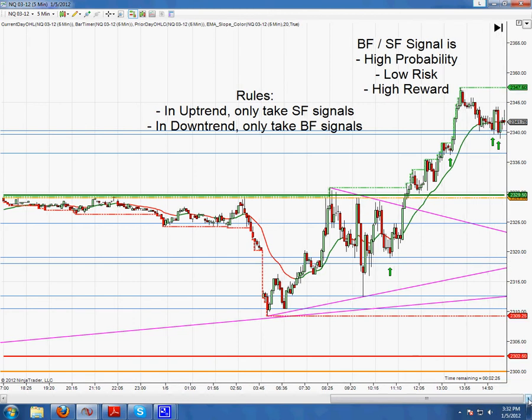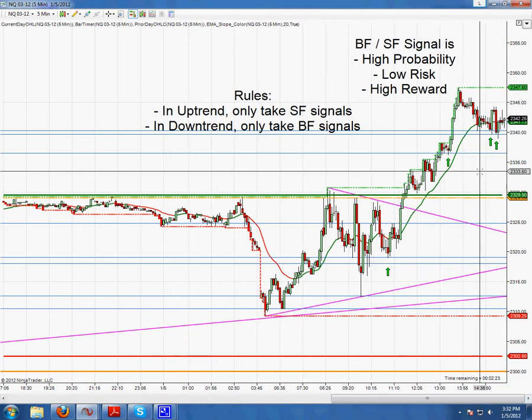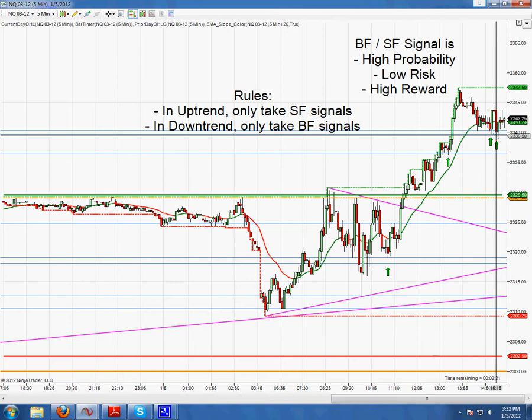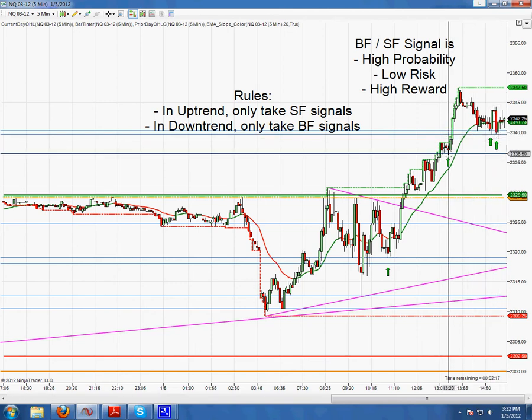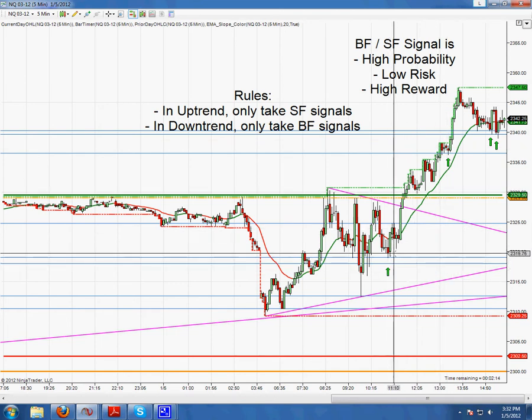Now, looking at what's going on right now, this is real time. If you took this signal to the upside, the seller failure signal to the upside, your stop would be above your entry price. Same thing right here, and then same thing right here.